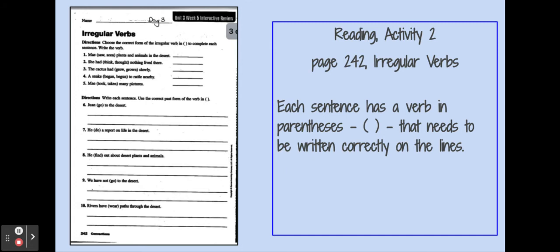For numbers 6 through 10, they're looking for the past tense of the verb in the parentheses. So it's going to be a different form than what they may be expecting, but they're looking for the word that makes sense. So for number 6, it says, he go to the desert. The past tense of go is went. So on the line, they're going to copy, he went to the desert. They're looking for the past tense of the verb in parentheses, the 2 half circles.